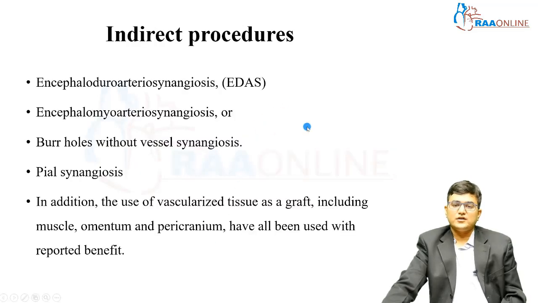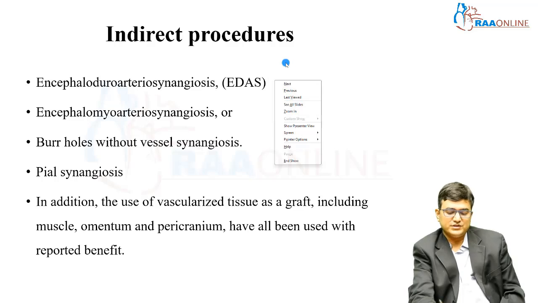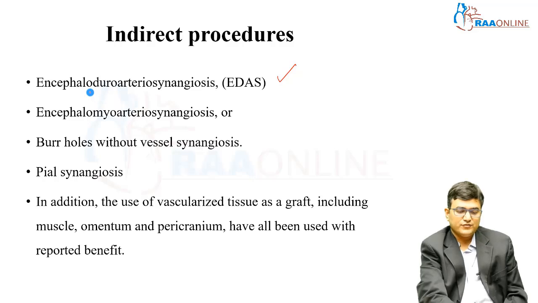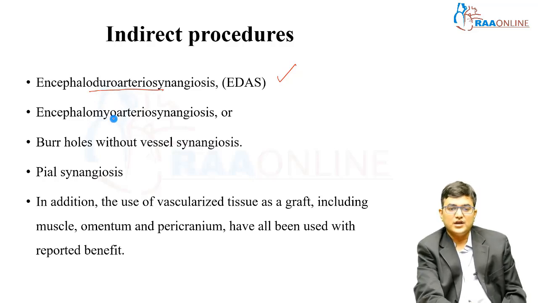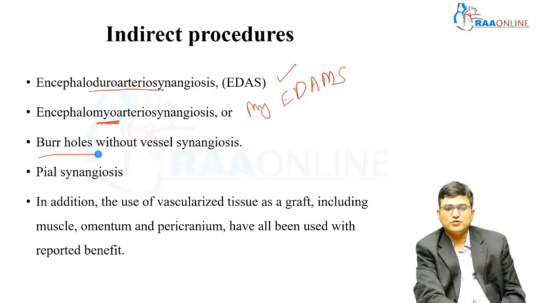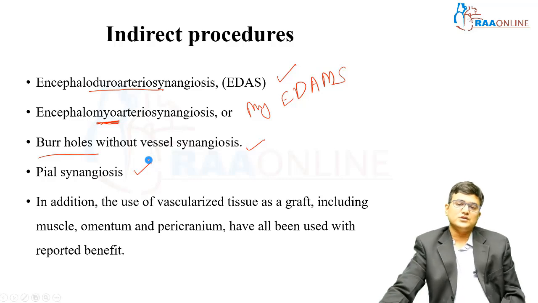The indirect procedures are named based on the structure you use to ensure the blood flow is adequate. The first is when you use dura, so that is encephaloduro-arteriosynangiosis. When you use the muscle, that is the temporalis muscle, you add the word myo, so myo-arteriosynangiosis. Some people use the term EDAMS for it. Sometimes you can do burr holes alone without any vessel synangiosis, and then you have the pial synangiosis.